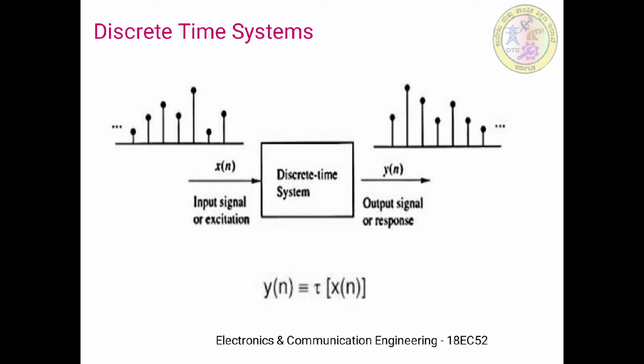Now here, as shown in the block diagram representation, x of n is the input or excitation signal, which passes into the discrete time system. After processing, the signal that comes out of the system is designated as y of n, and it is known as the output signal or response. Therefore the relation between y of n and x of n is y of n is equal to T operating on x of n. Or y of n is a signal which is obtained after performing some operation on x of n. Here the symbol T represents the operation that has been done on the input signal x of n.